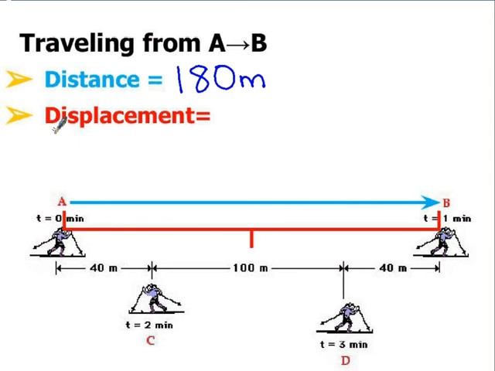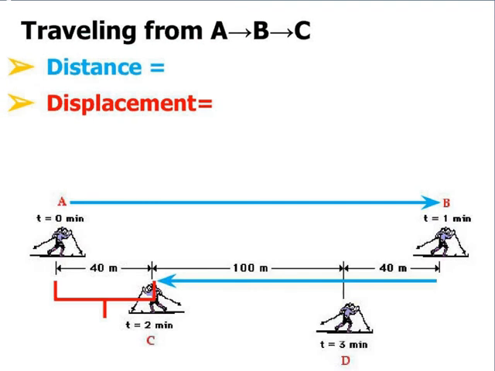If I'm looking at displacement, I need to figure out how far I am from where I started. So if I end here and I started here, well, that's the same in this case. Because if I'm over here, I'm still 40 plus 100 plus 40 away from where I started. So 180 meters. So your distance and displacement can be the same, but doesn't necessarily have to be the same.